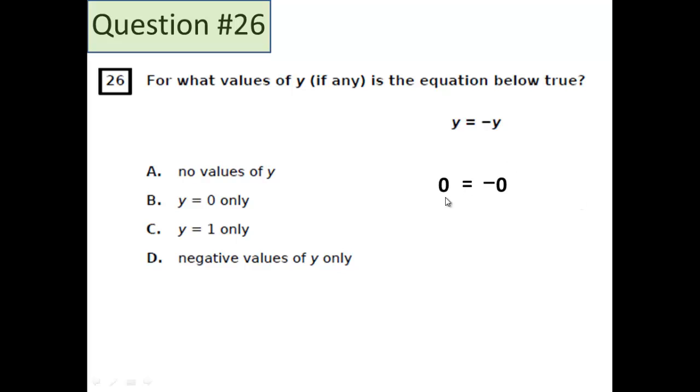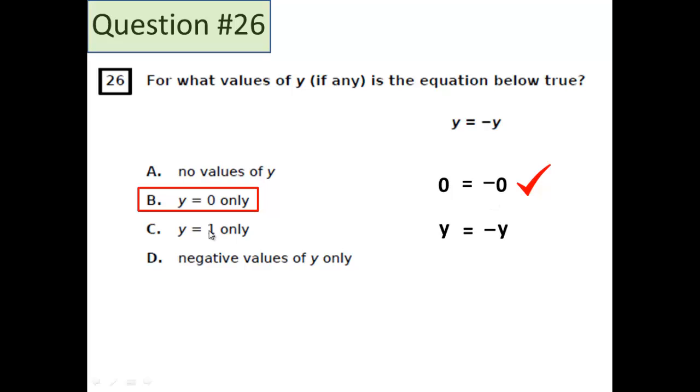The question is, is 0 equal to -0? Well, -0 just means 0. So 0 does equal -0. I think that might be the answer. Let me go to letter C and check.